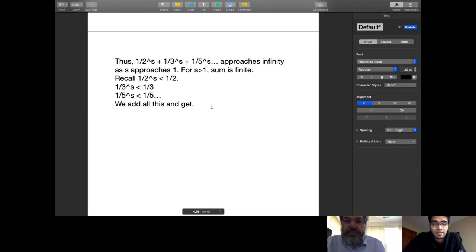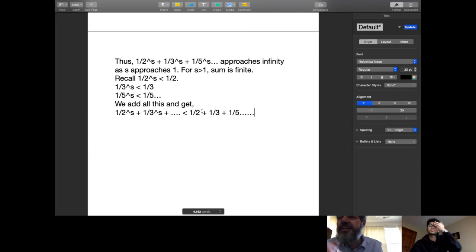And we get the following. Our sum on the first row, 1 over 2 to the s plus 1 over 3 to the s plus 1 over 5 to the s and so on, is strictly less than 1 over 2 plus 1 over 3 plus 1 over 5 and so on, a clean thing that has nothing to do with any s. This series is a very clean series: the sum of inverses of primes. The series has to be divergent.